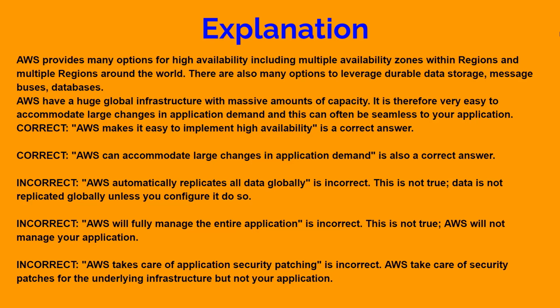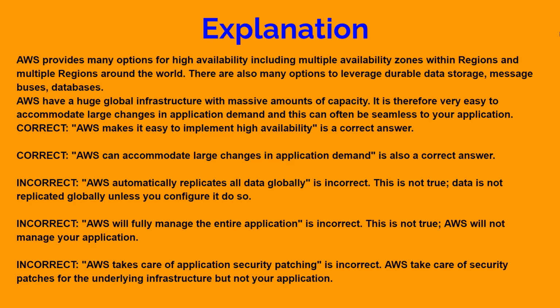Explanation. AWS provides many options for high availability, including multiple availability zones within regions and multiple regions around the world. There are also many options to leverage durable data storage, message buses, and databases. AWS has a huge global infrastructure with massive amounts of capacity. It is therefore very easy to accommodate large changes in application demand, and this can often be seamless to your application. Correct. AWS makes it easy to implement high availability is a correct answer. Correct. AWS can accommodate large changes in application demand is also a correct answer.